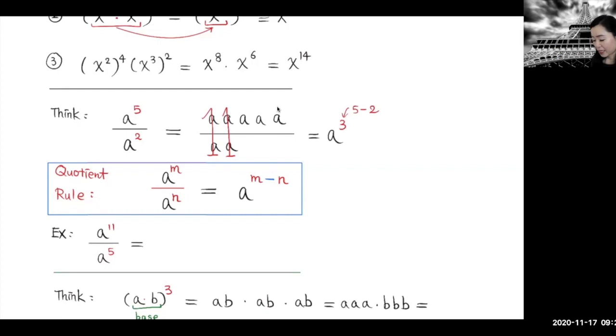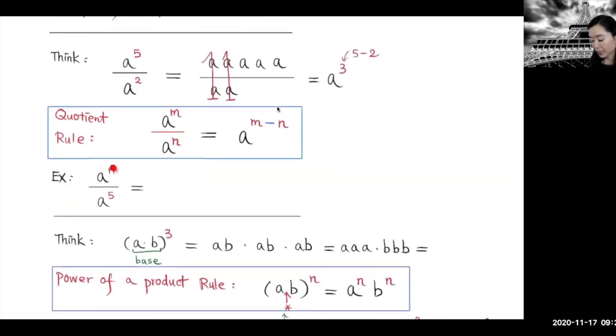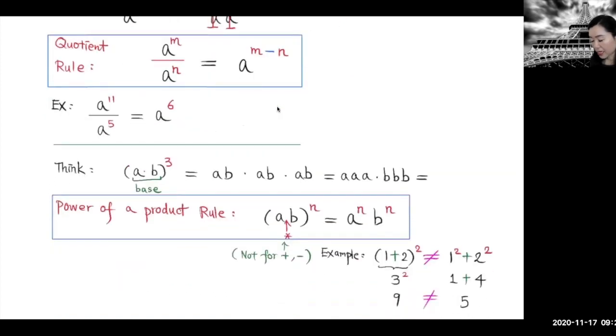Now try this one. What does it equal to? A to the 6. You got it, a to the 6 power. So you keep the base and you subtract the exponents. So that's 6.